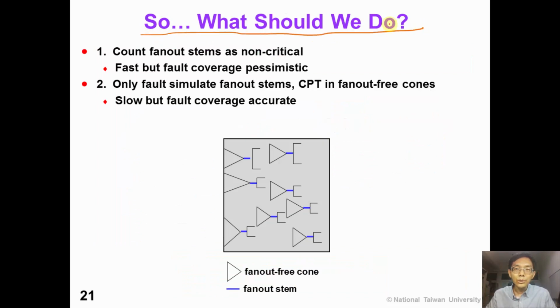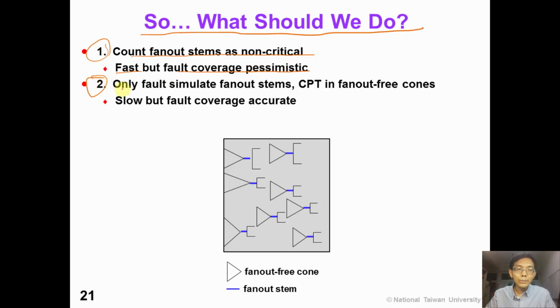So what should we do? Since there are many fan-outs in a circuit, we have two simple solutions. Solution number 1, we can count fan-out stem as non-critical. This is a fast solution, but the fault coverage can be pessimistic.